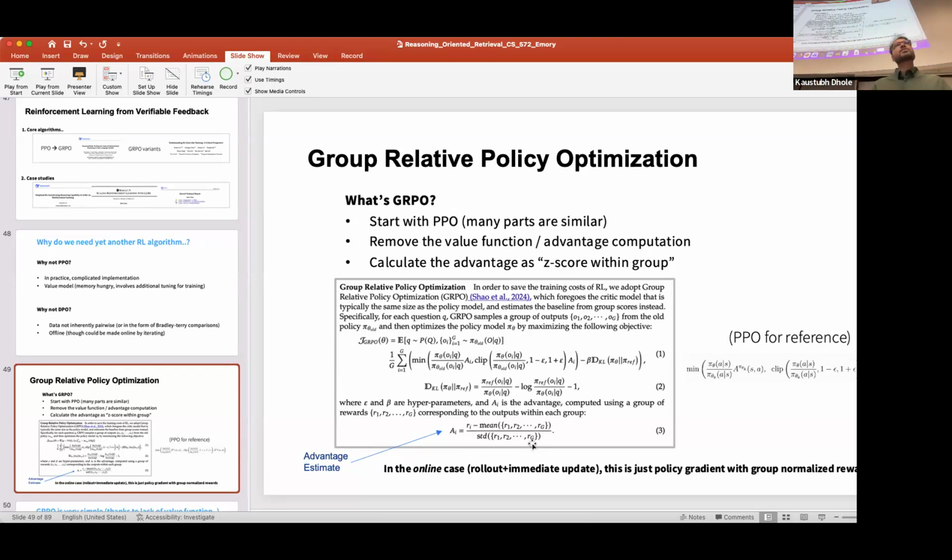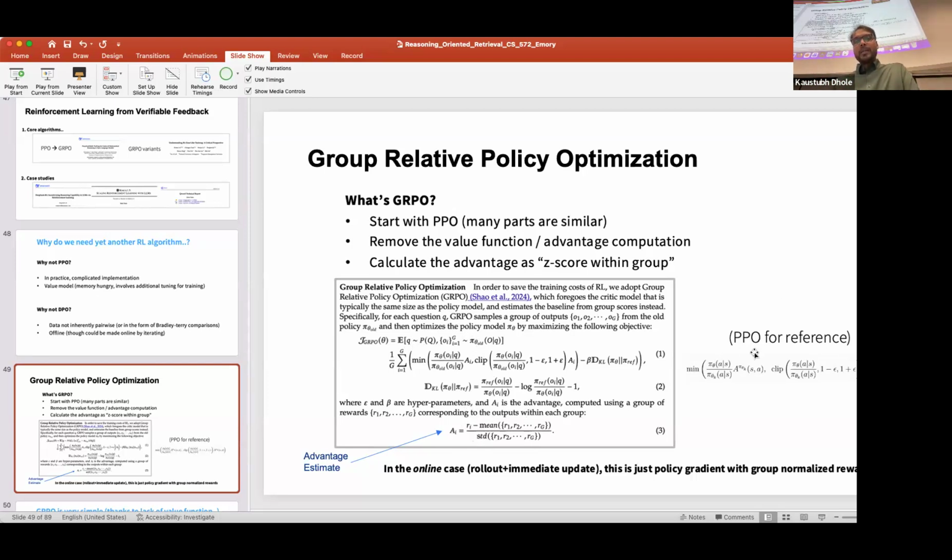But the group is not like a batch. A batch is different. A batch will have two different examples of different types. So they'll have different questions and different responses. Here, you can assume the question is the same. So the query is the same, and for each query, we're essentially sampling capital G responses or rollouts, o_i. And we are essentially taking them and then computing this advantage estimate. So this advantage estimate is kind of like the z-score of the reward.